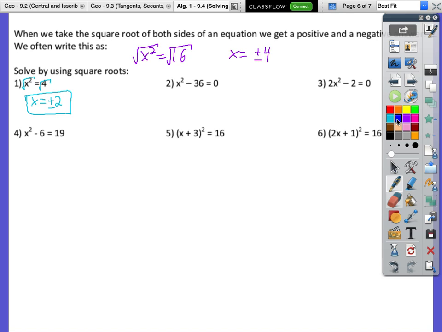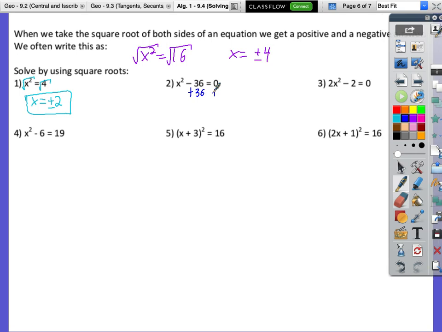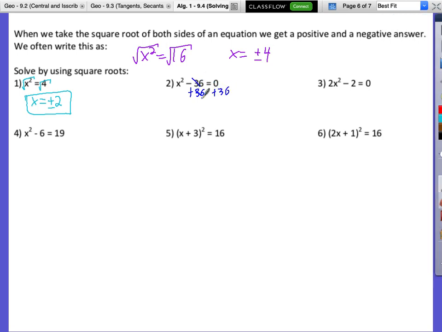Okay. So on number 2, we follow the same process. What's our first step? Isolate the square term, and we do that by adding 36 to both sides. So x squared is equal to what number? 36. Now that the square term is isolated, we move on to our second step.